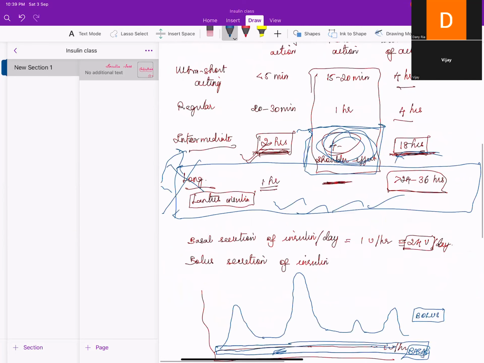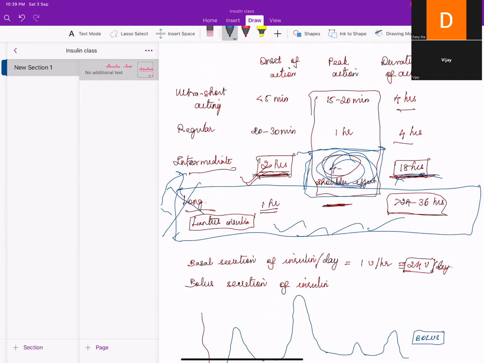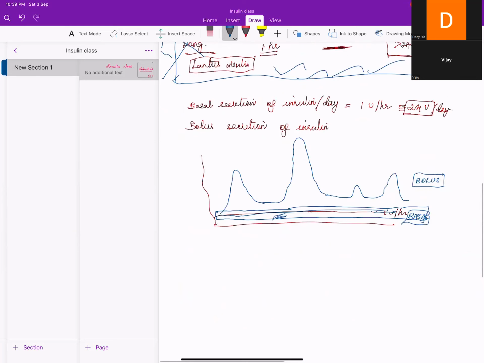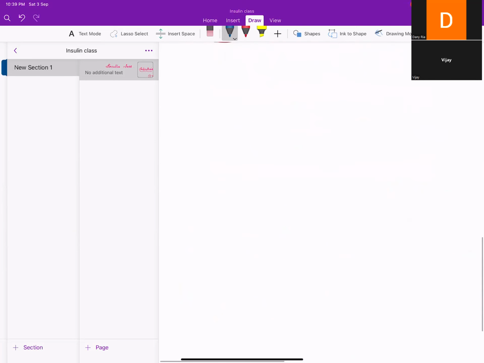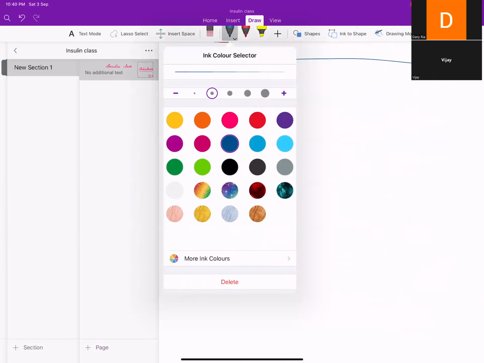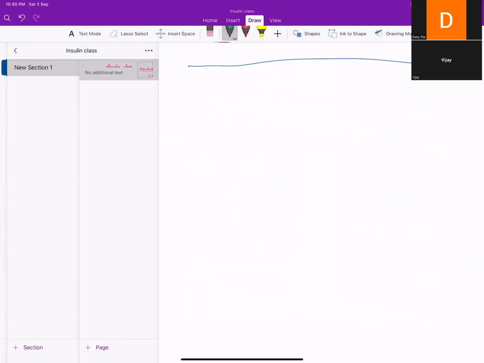bolus secretion of insulin, and types of insulin. We'll go to the insulin regimens. Any doubt here? You can always stop me if you can't understand. So far good. Before going to chronic diabetes, we'll first describe insulin management in diabetic emergencies, or management of diabetic emergencies.